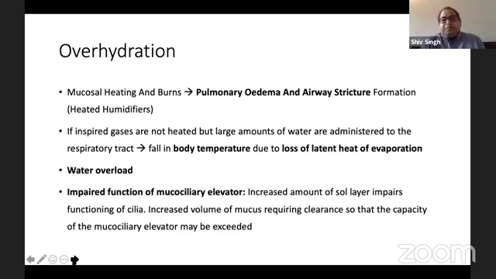But if cold water, like nebulization, is done to the airway, or instillation of saline or water is done directly into the trachea, then this can lead to fall in temperature, and because the body will try to heat it up, there is a lot of loss of latent heat of vaporization, and it can also lead to water overload. And with increased humidification, there is increase in the size of the sol layer, and this can lead to impaired function of the mucociliary elevators. And I'll show that in the diagram.